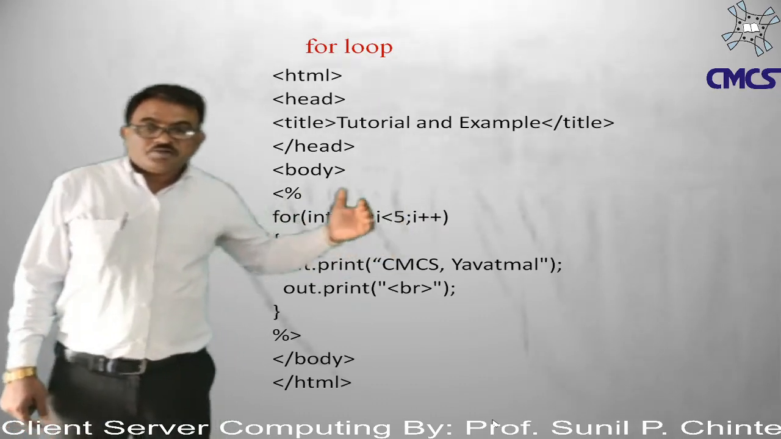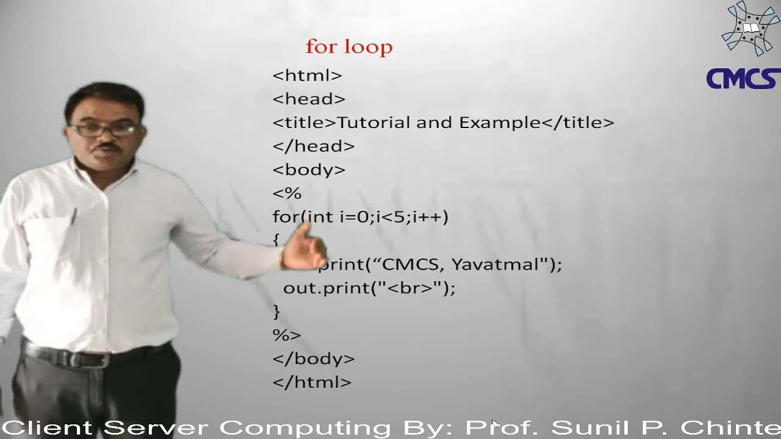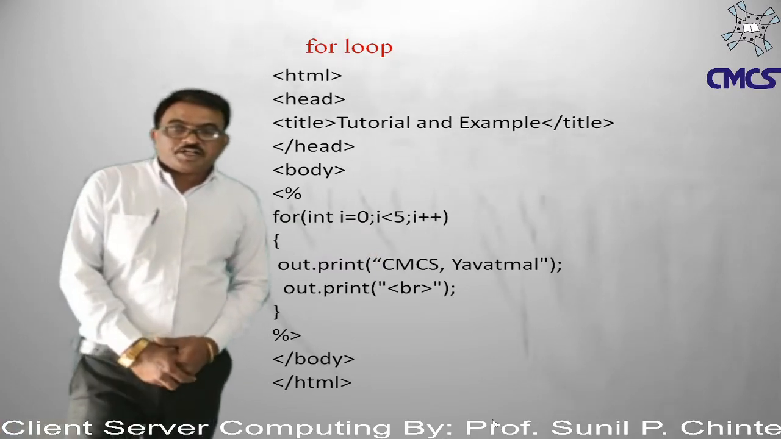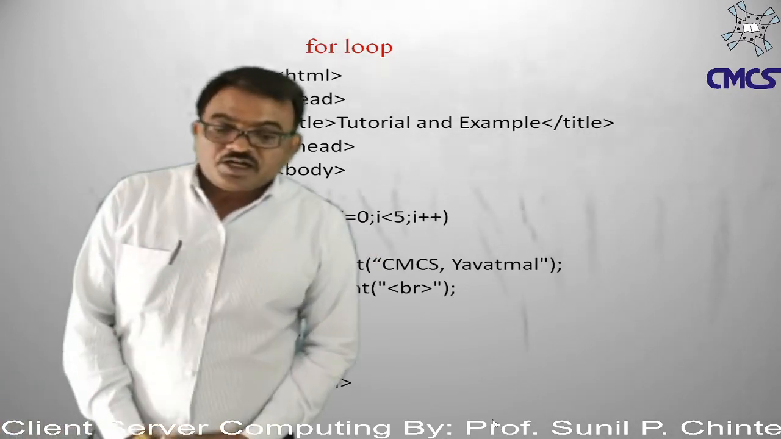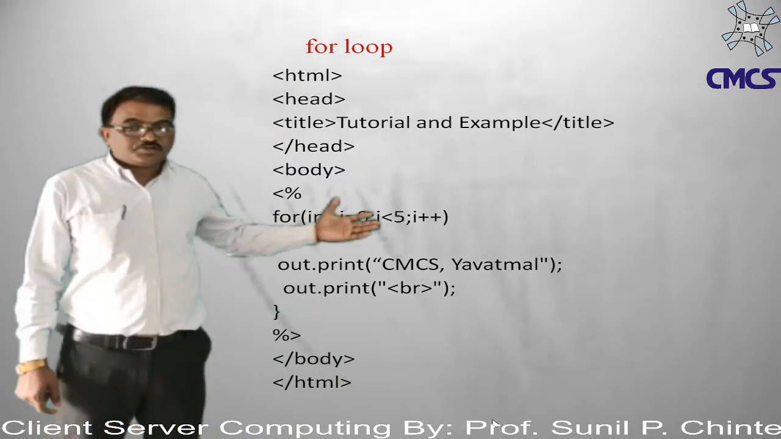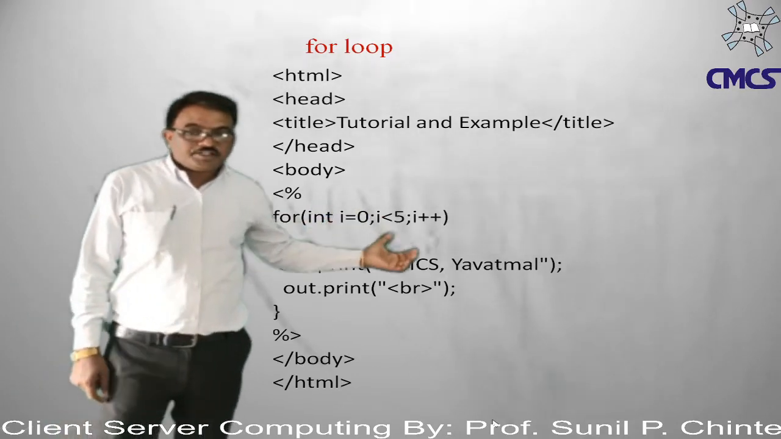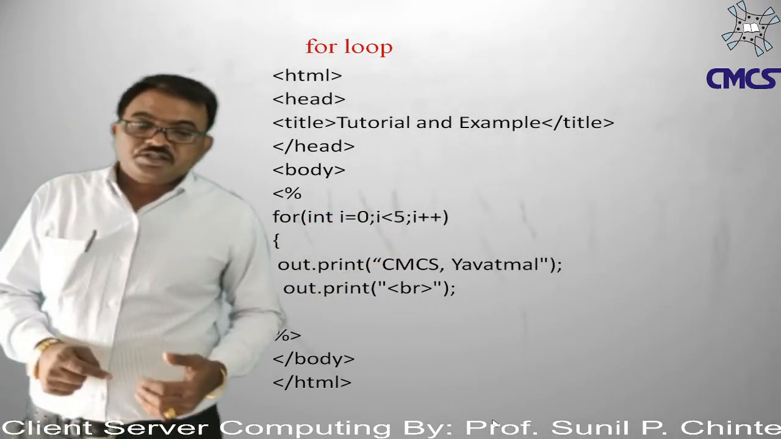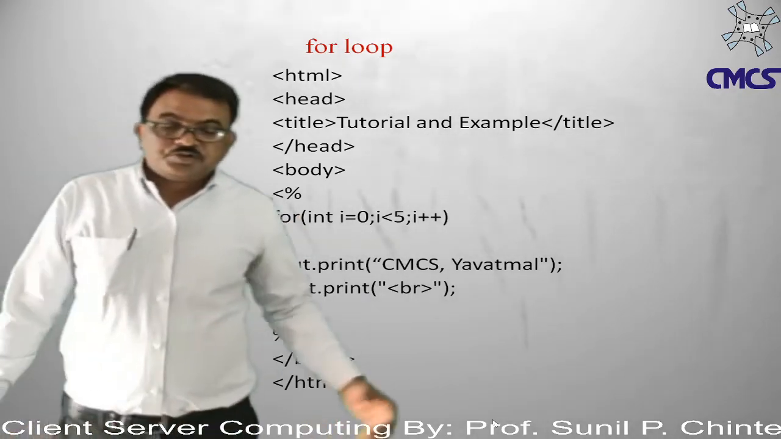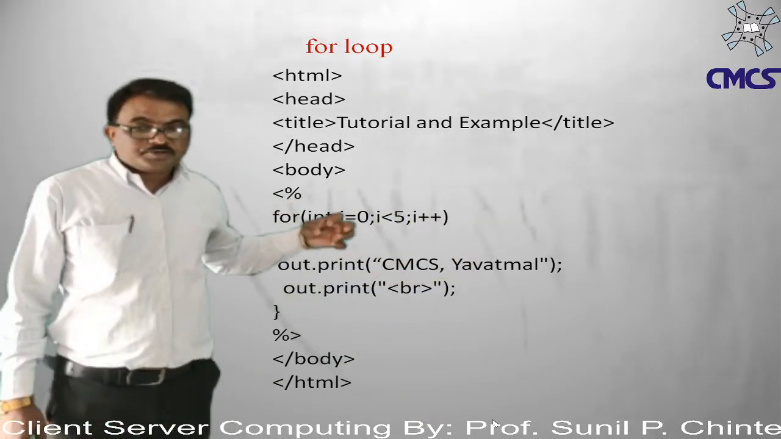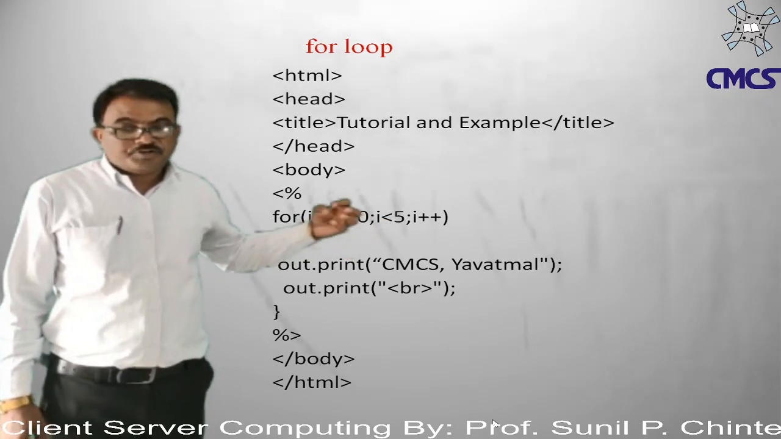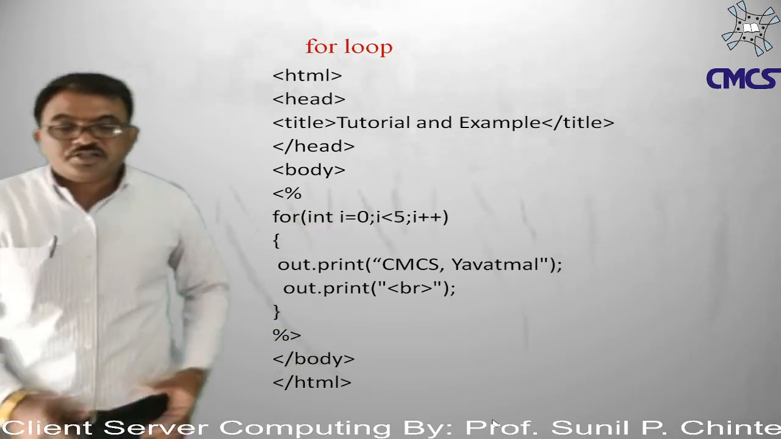Okay, under the body of the for loop I have the statement out.println. Under that out.println I want to show the message CMCS earth. After that I have written one break statement because the output should be on the next line, that's why I have mentioned the break here. So by using this for loop I will get the output 5 times, because I have initialized the variable with zero.